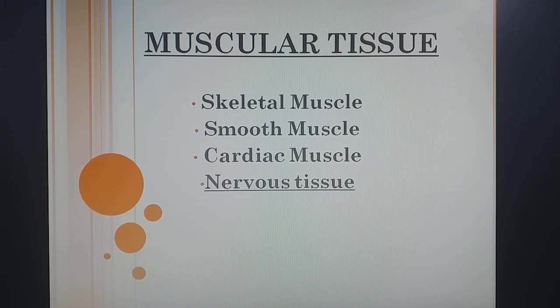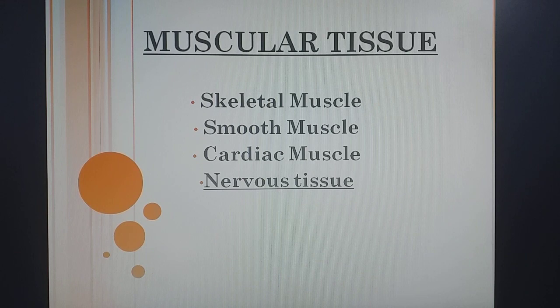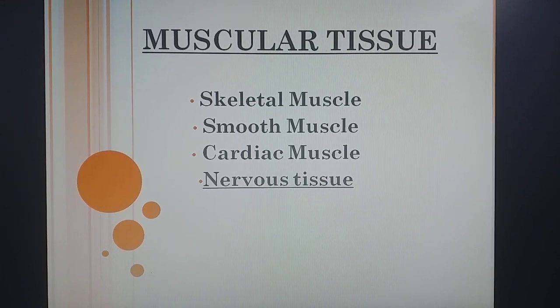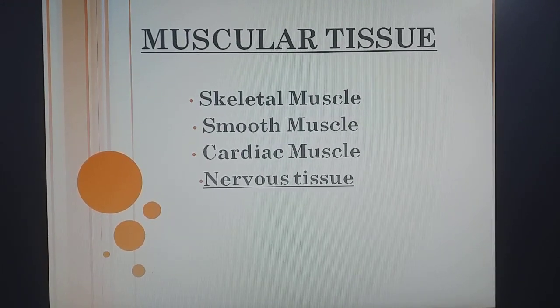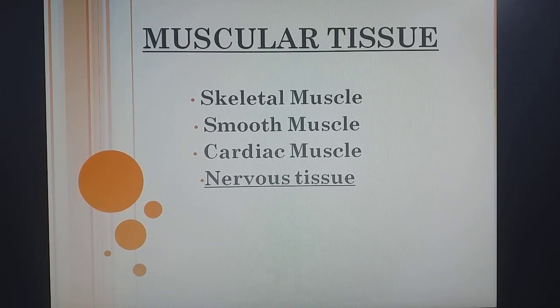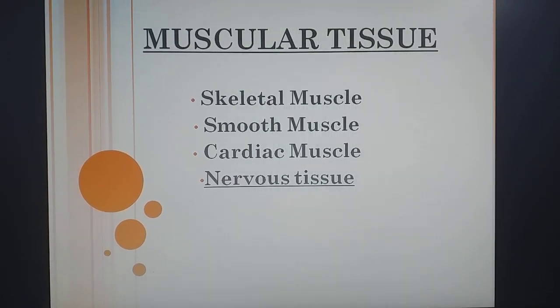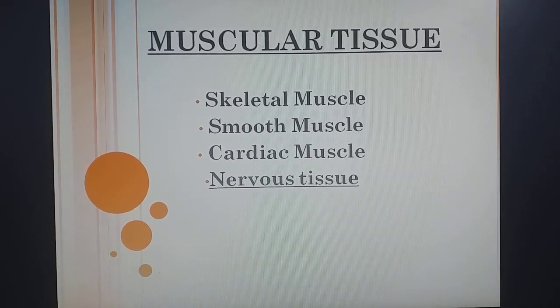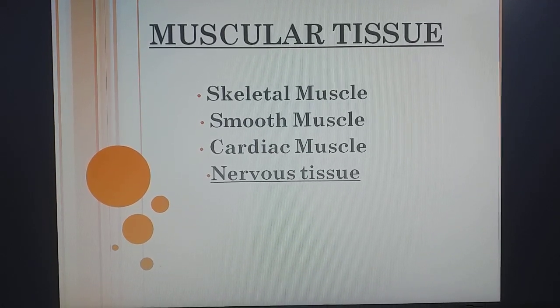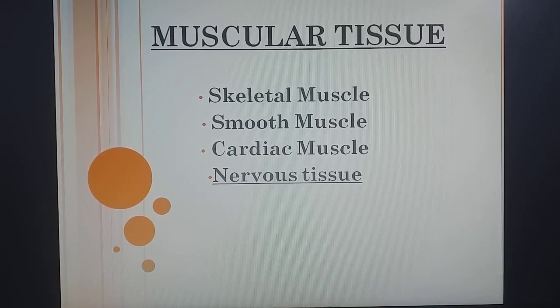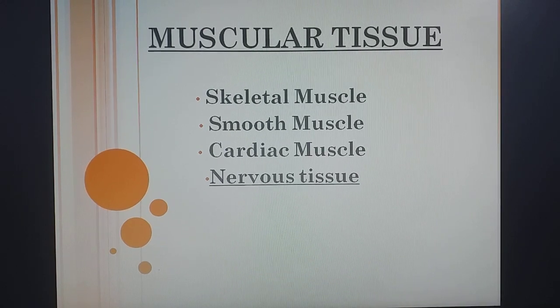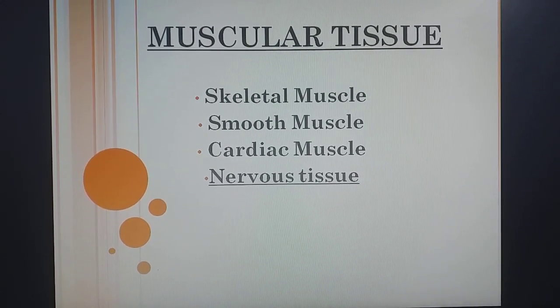So we have completed muscular tissue that comprises skeletal, smooth, or cardiac muscles. So all three types of muscles we have completed. Now the last animal tissue that we have to observe in the practical lab through the microscope is nervous tissue. So today we will observe the nervous tissue under the microscope.